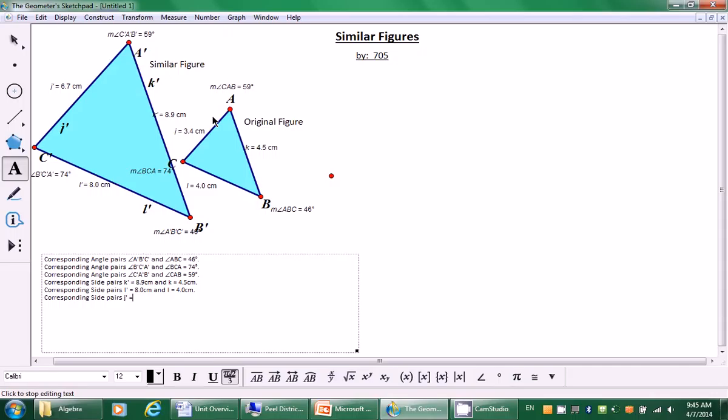J prime equals 6.7 centimeters, and J equals 3.4 centimeters. Okay? And I'm going to write a final statement here.